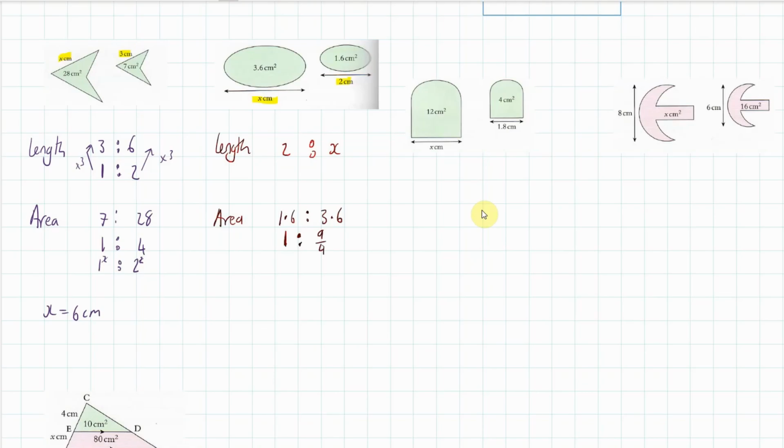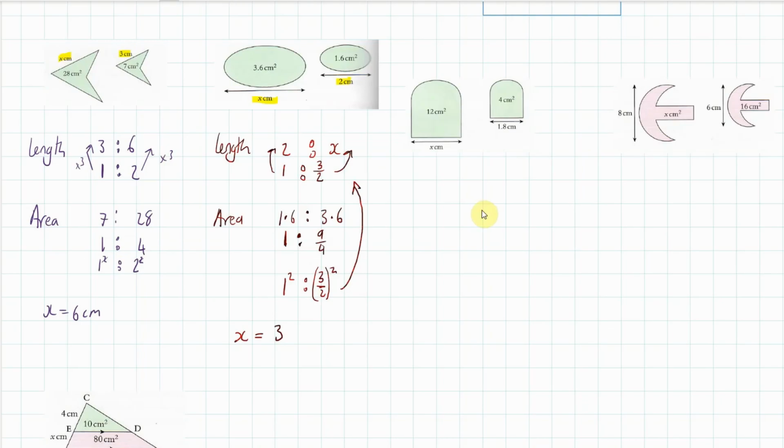Now another way of writing that, I can write that as 1 squared to 3 over 2 squared. Now if you don't know how to get the 3 over 2, all you need to do is type square root of 9 over 4 on your calculator and it will give you 3 over 2. Which means that my ratio of lengths is 1 to 3 over 2. Now how do I get from 1 to 2? I multiply by 2. How do I get from there to x? I multiply by 2. So that'll be 3 over 2, which is 1.5 times 2. So therefore x is 6 over 2, which is equal to 3.